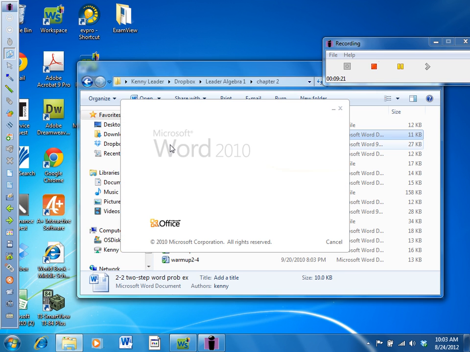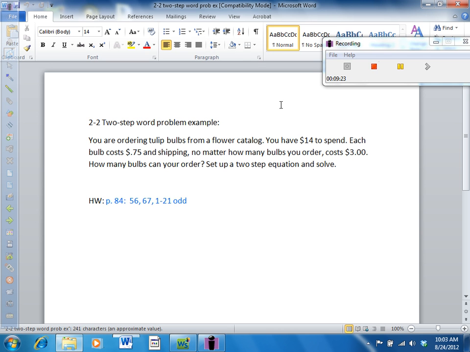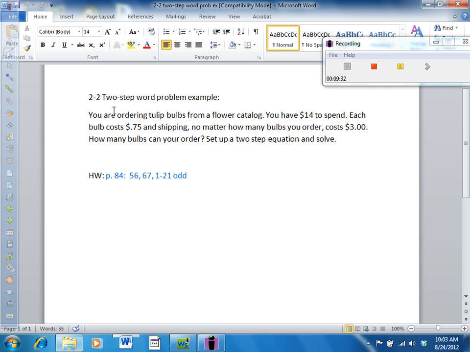There it is. Okay. So I wrote this last night. I just copied it from your book. Two-step word problem example. You are ordering tulip bulbs from a flower catalog. You have $14 to spend. Each bulb costs 75 cents. And shipping, no matter how many bulbs you order, costs $3. So shipping is always $3, right? How many bulbs can you order? Set up a two-step equation and solve.